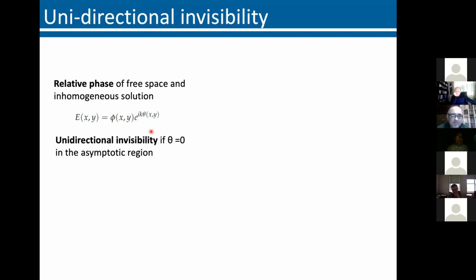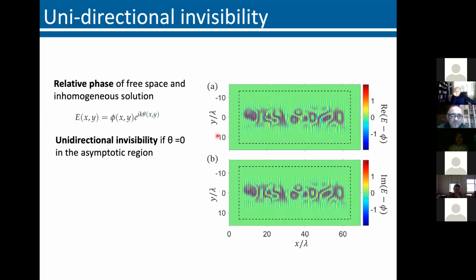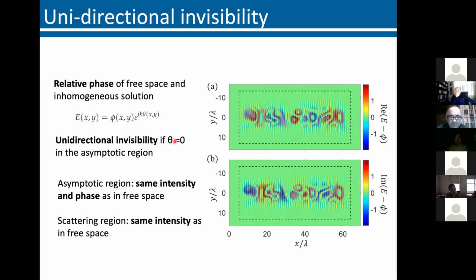And if that's the case, then the E and the phi may have differences in the phase inside of the structure, in the real and in its imaginary part, for instance. But if outside of the structure they have no phase difference, then this structure will be unidirectionally invisible for this beam that comes in from the left and that satisfies this equation. So in other words, I get the invisibility also here directly by just demanding that this theta function that I introduced earlier is zero outside of the potential region.